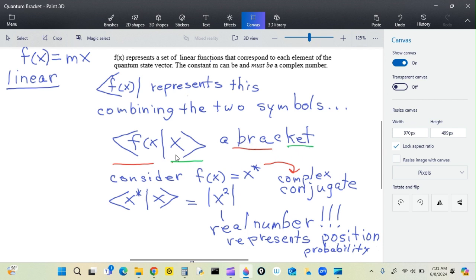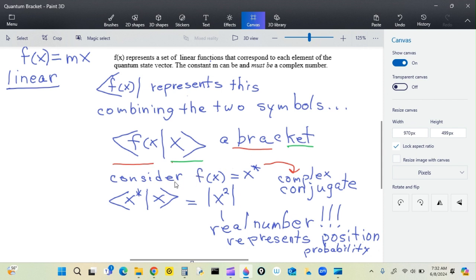I say this column vector of the quantum state is a ket vector, and the corresponding set of linear functions that goes along with it is a bra function. Now, I like to call it a bra because it's bracket. If you use bra, then you're starting to introduce something else that you're thinking of, not an article of clothing. So this is a bra vector and a ket vector.